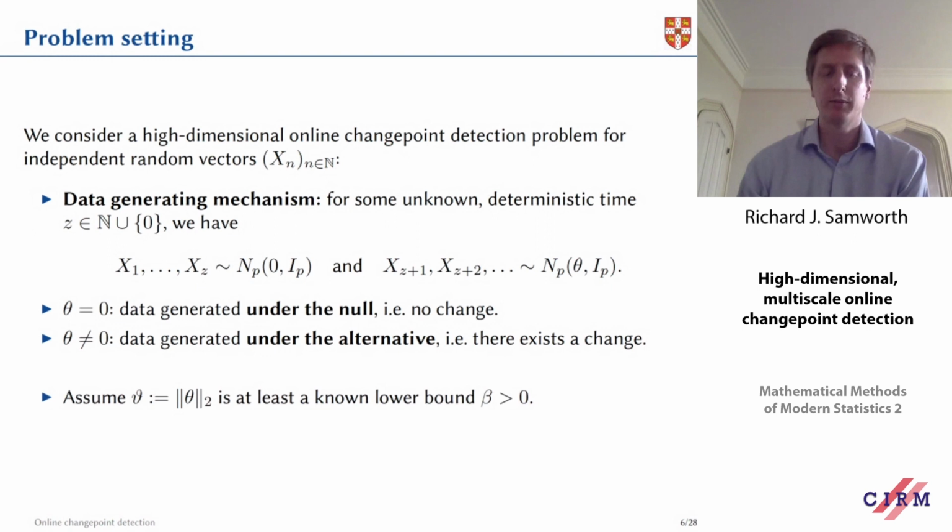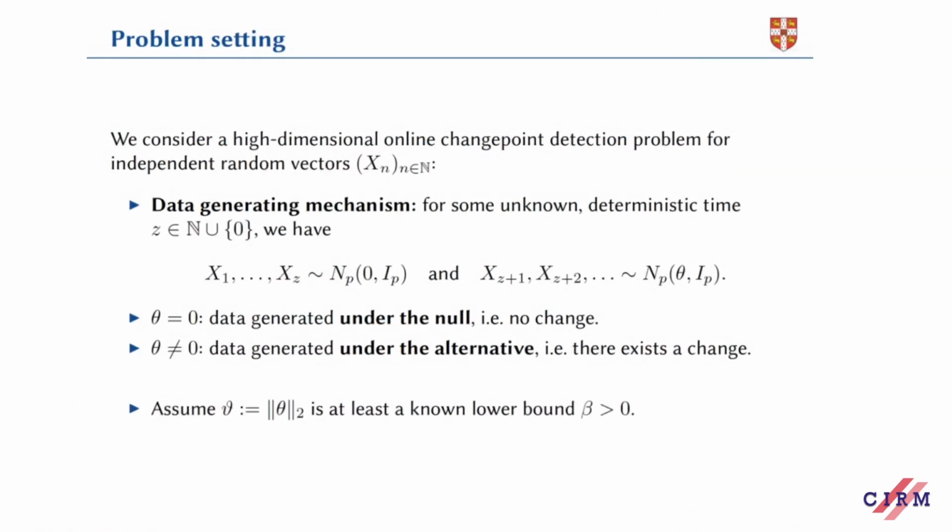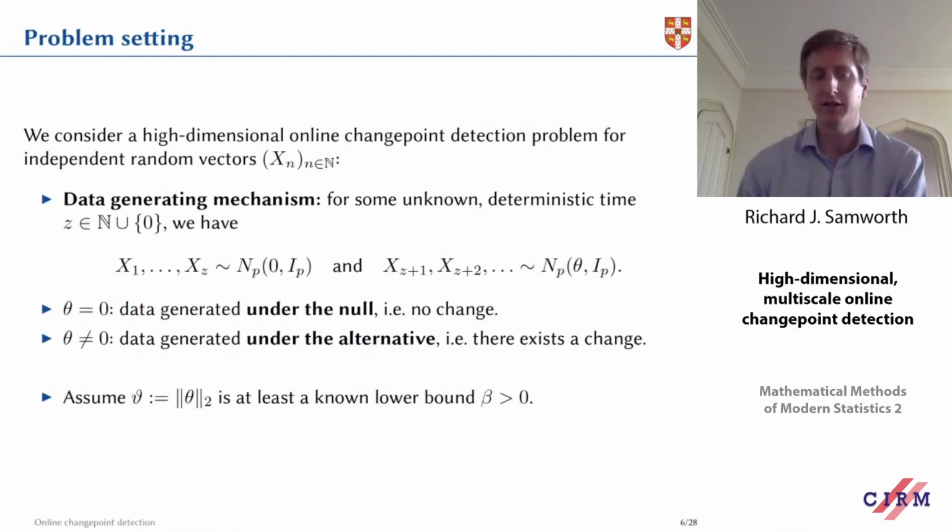Another feature of the problem is that we're going to impose a known lower bound, and we'll call it beta, on the L2 norm of theta. And the notation for the L2 norm of theta is going to be this var theta. So there is a p-dimensional vector, but var theta is going to be a scalar quantity, the L2 norm of the vector theta. So the idea here is if we want to have a test with non-trivial power, then we're going to want to have some separation between the null and the alternative.